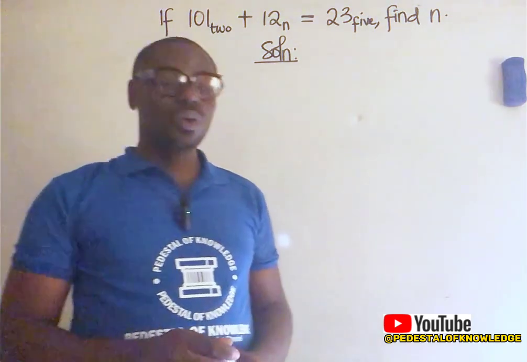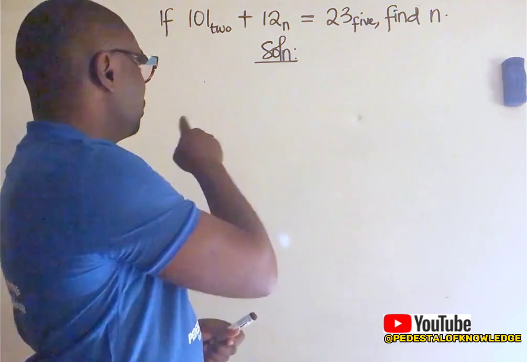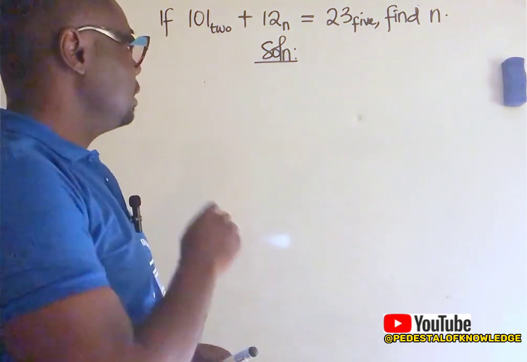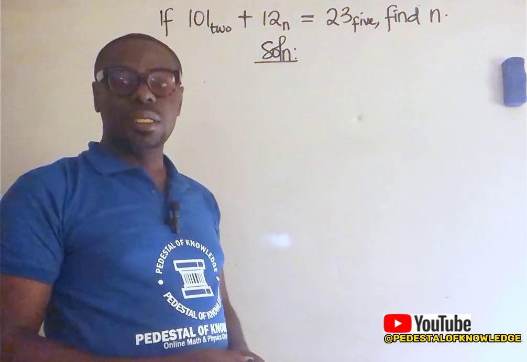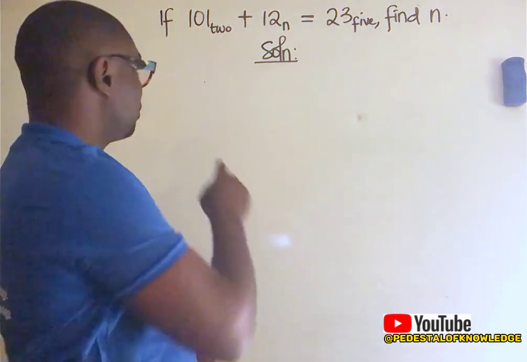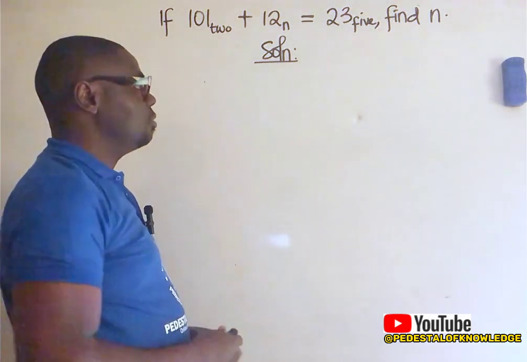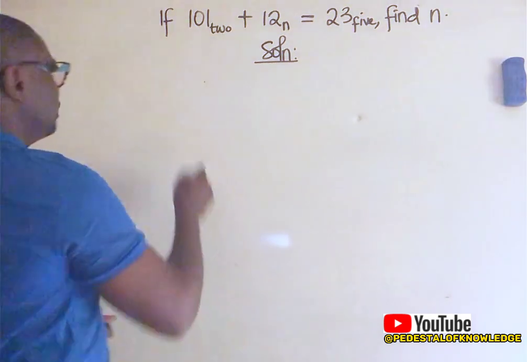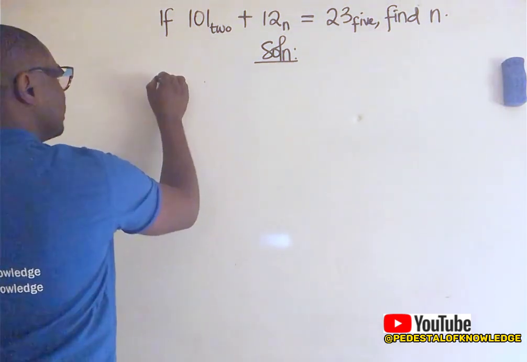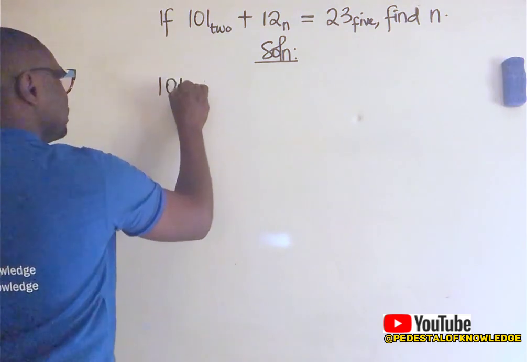before the equation can be worked out. So if we look at the question itself, we can see that the numbers there are not expressed in base 10. So we're going to convert all the numbers there to base 10 before working out the equation. Okay, now we pick the first number, which is 101 base 2.